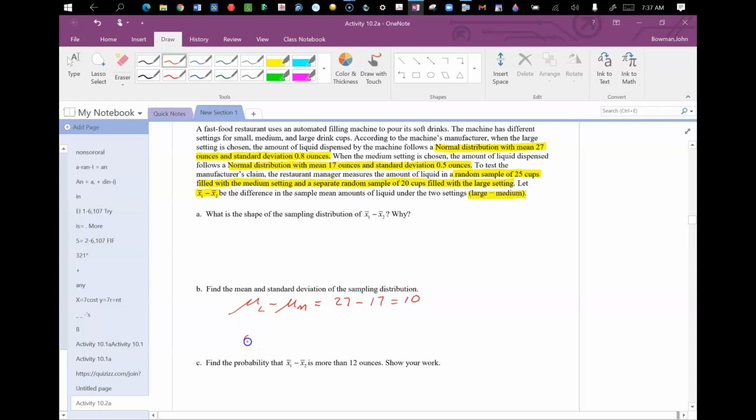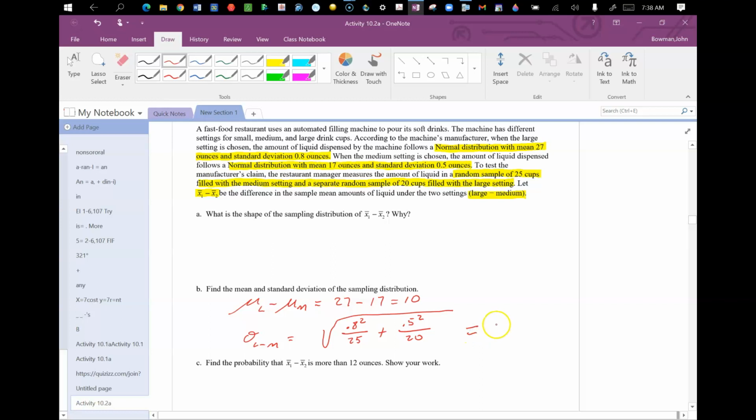The standard deviation for L minus M is going to be given by the following. The standard deviation of the large population, 0.8, squared over sample size for the large, which was 25, plus the standard deviation for the medium, which was 0.5, squared over the sample size of 20.